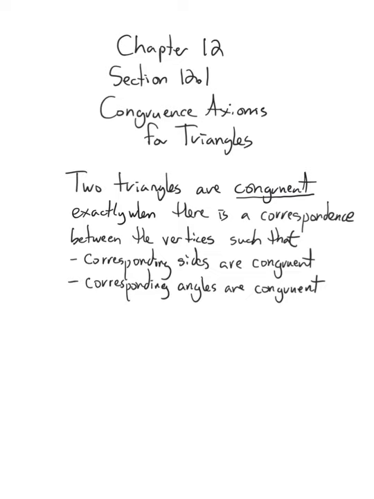So remember, congruent means that the measures of these objects are the same. So all corresponding sides have the same length and all corresponding angles have the same measure. If that's the case, we say those two triangles are congruent. We have a little notation for this. So let's talk about that.